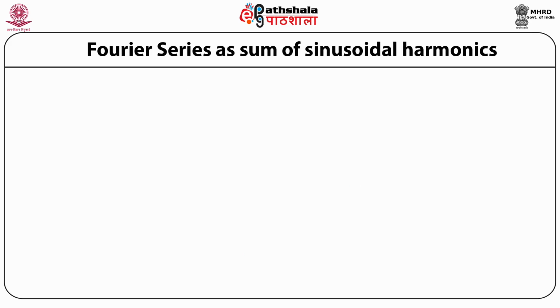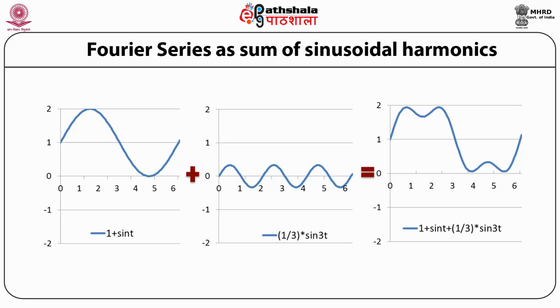Now taking the learning from the previous slide, we have 1 plus sin t, which is shown on the left side. Now let us do a funny thing. Let us add to it 1 over 3 sin 3t. So what happens is, with this 1 over 3, the amplitude is reduced, and for sin 3t, the number of cycles is increased. Now when you add these two, you will get a graph as shown on the right side. You see, we are somewhere going towards the square wave.